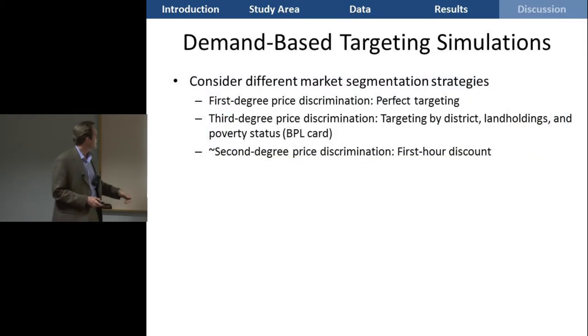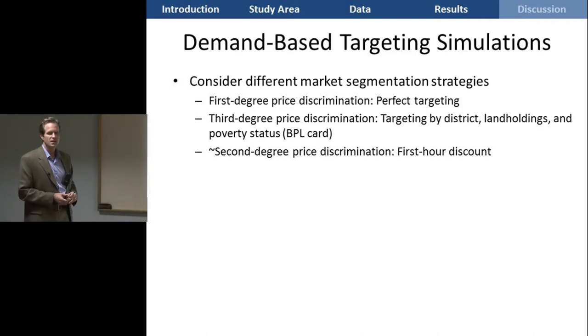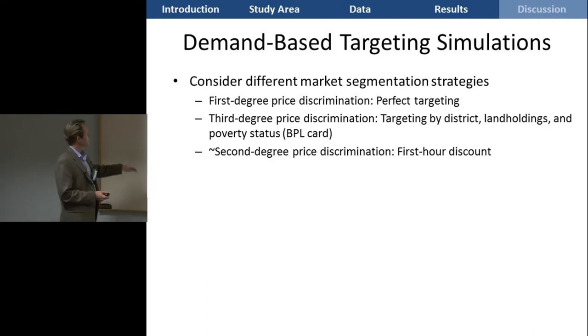Okay, so now let me go back here. What we're going to do is consider three different types of targeting strategies, and they all correspond to what you would have seen in introductory microeconomics. The first is a first-degree price discrimination model, which is admittedly unrealistic, but it gives us a benchmark. And that's just perfect targeting.